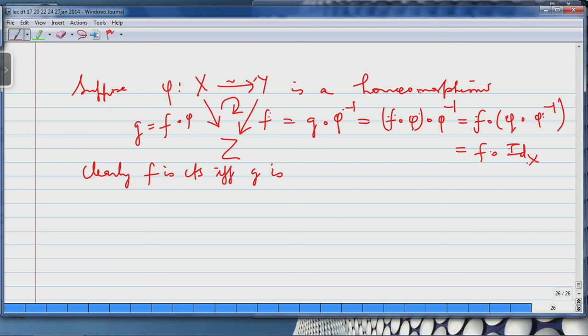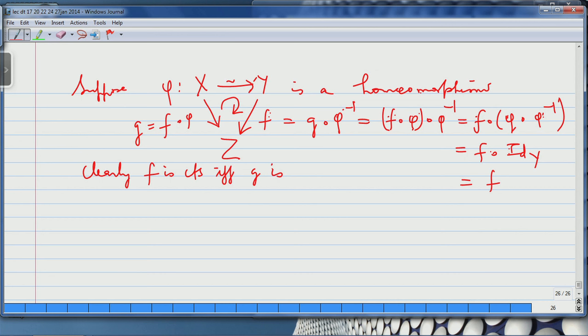And first, if I apply identity on x, it's first applying phi inverse and then phi, so it's not identity on x, it should be identity on y, and f circle identity y is just f, okay. So I'm just trying to write out algebraically that f is just g circle phi inverse. So f is continuous if and only if g is, that's obvious, okay.